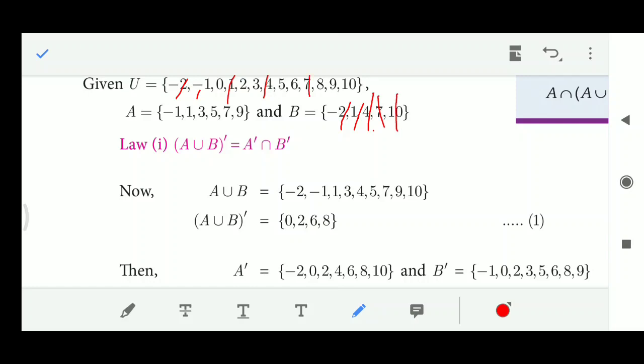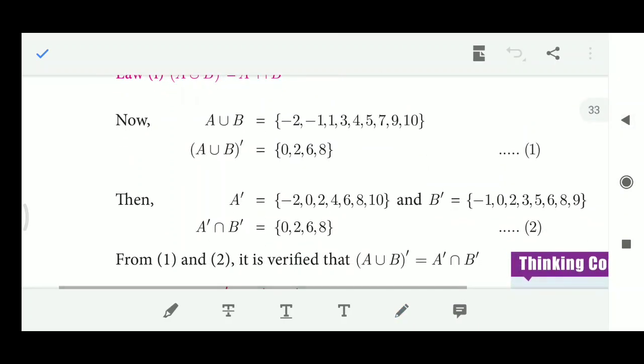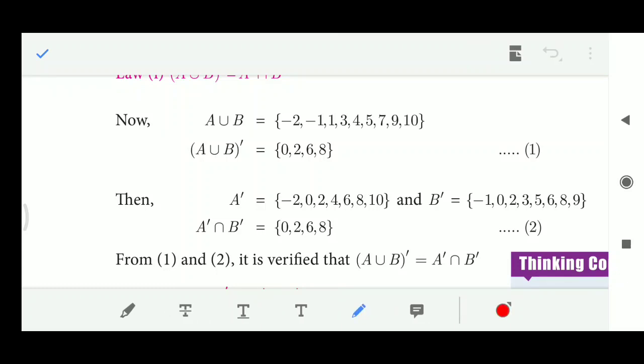The remaining elements from U are -1, 0, 2, 3, 5, 6, 8 and 9, which gives B dash. Then A dash intersection B dash. The intersection is the common element between these two sets. Here the common elements are 0, 2, 6 and 8. So A dash intersection B dash gives 0, 2, 6 and 8.